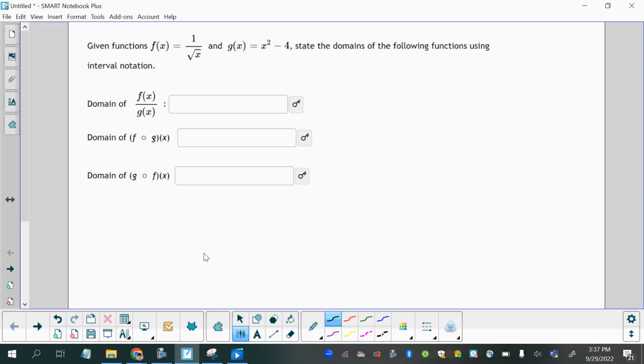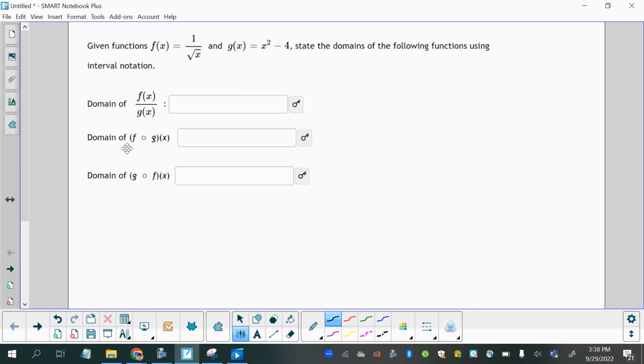Okay, so for this problem, we're asked to find the domain of each of these functions that are created by combining the function f of x, which is 1 over the square root of x, and g of x, which is equal to x squared minus 4. So the first function that we need to find the domain for is f of x over g of x, or f of x divided by g of x.